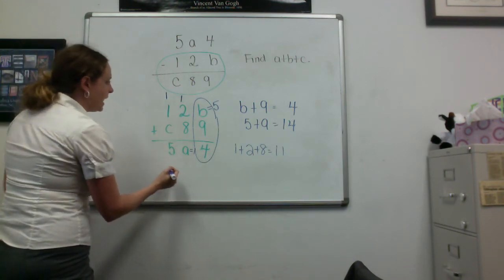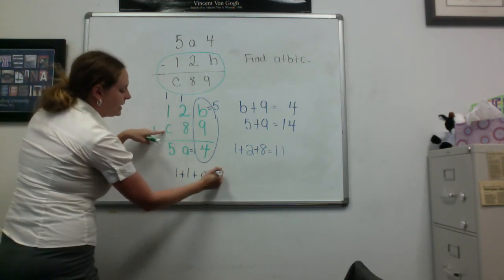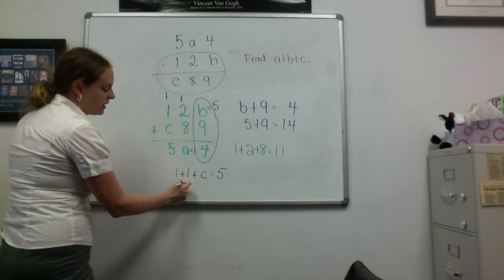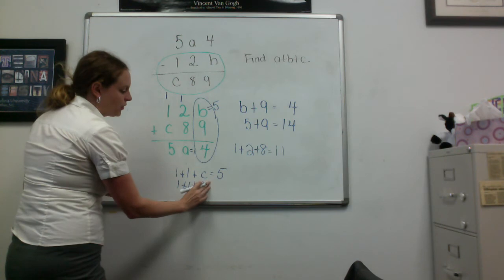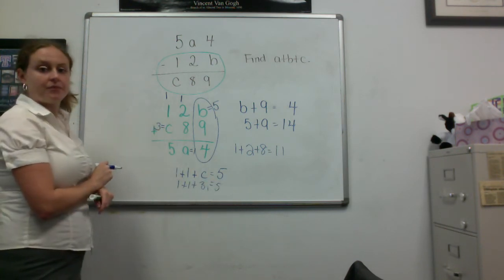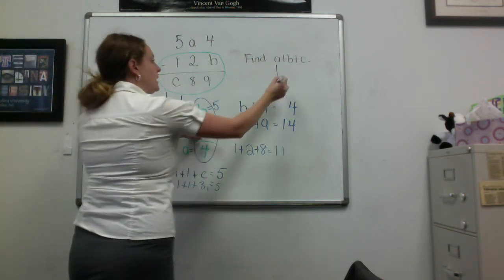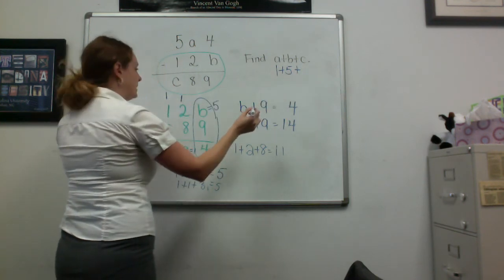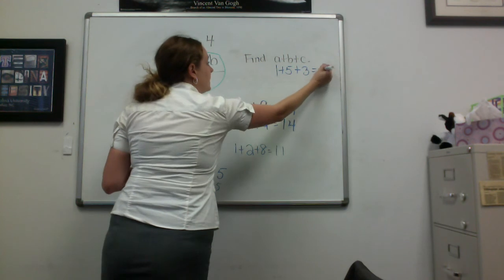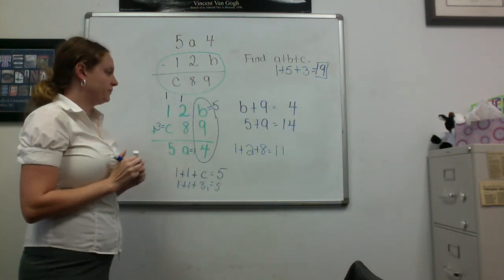So for c, I know that 1 plus 1 plus c has to equal 5. That means that c right here has to be 3. So now I know that c is 3, and now I know all my numbers. a is 1, b is 5, and c is 3. So 1 plus 5 plus 3 is 9. And that's the answer that I would be typing in for my homework here.